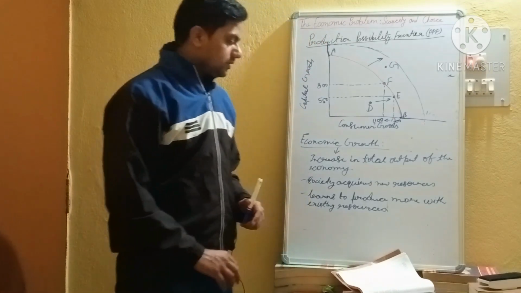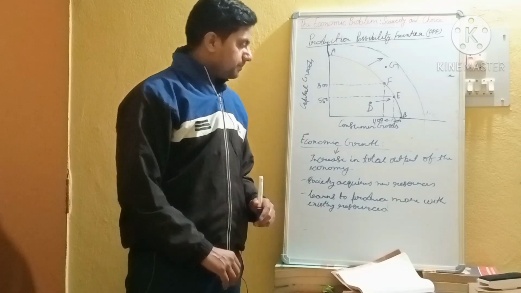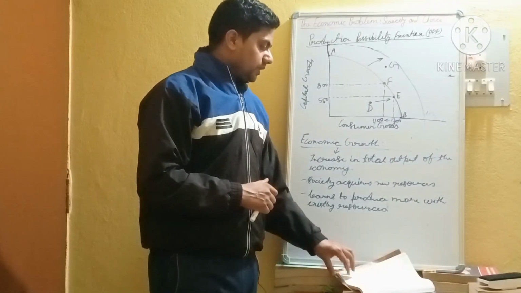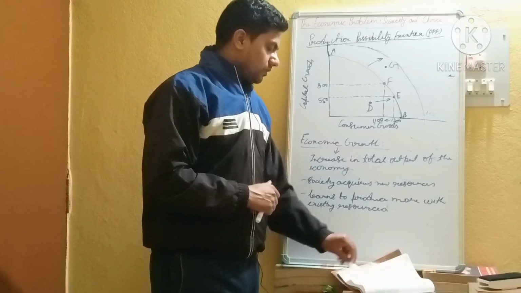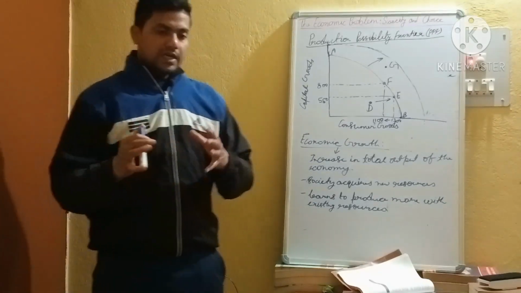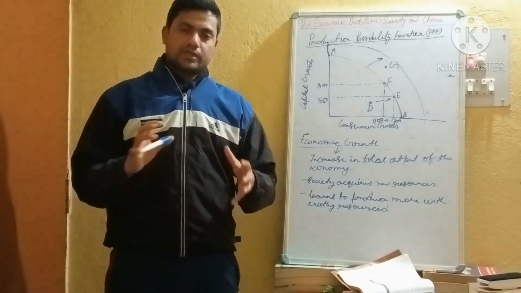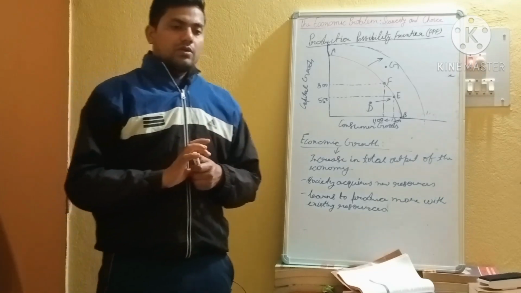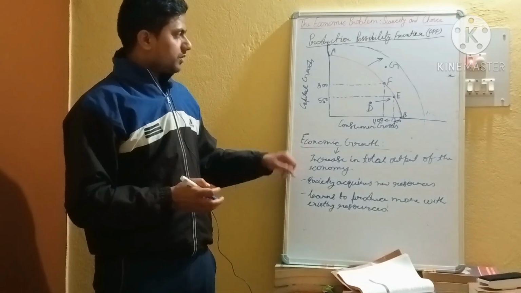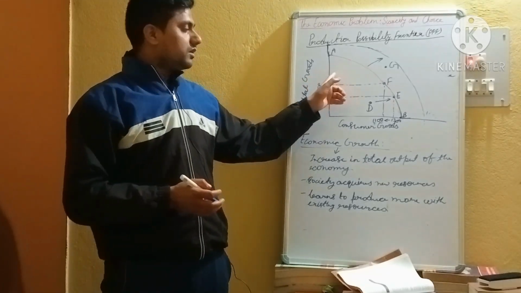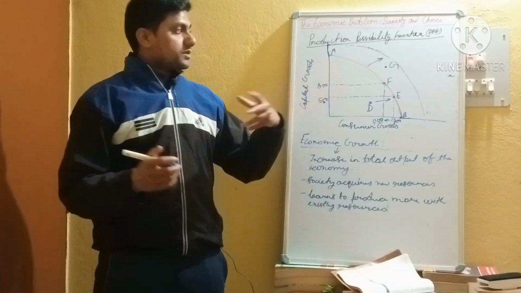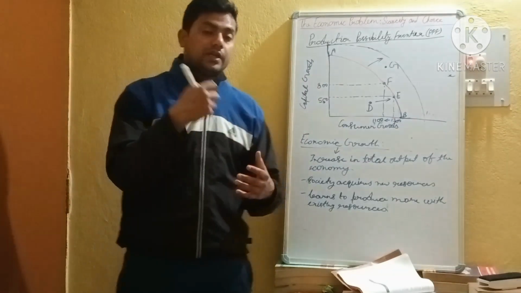Then next, one thing I need to tell: sources of growth of rich and poor countries, meaning how the growth of rich and poor countries is different. So here you can see economic growth and its effect on the production possibility frontier. I'm going to compare the production possibility frontier of the poor country and the rich country.